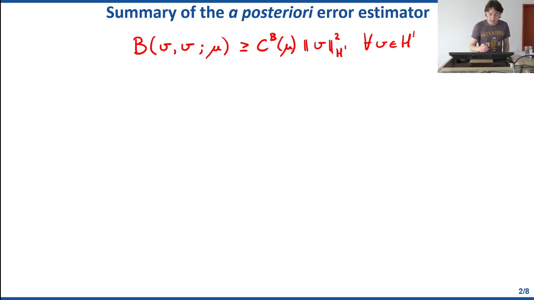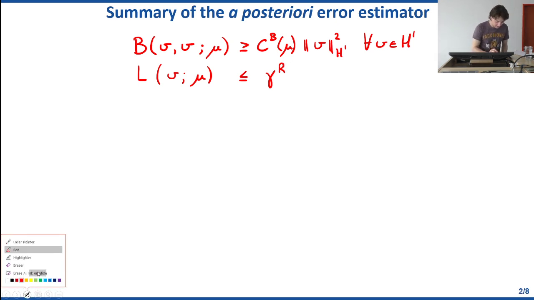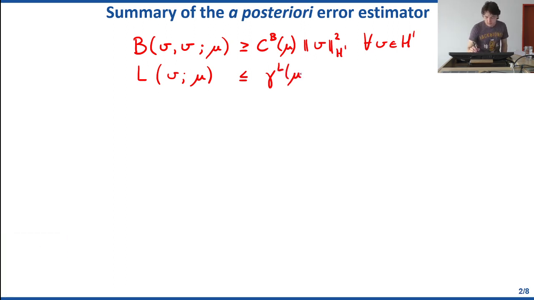So this was one stability definition that we came up with, and the second one, for the linear form, and really in general all kinds of linear forms, is that it's bound from above by this constant, which is also parameter dependent, times the norm of v in H1. And this is also true for all v in H1.